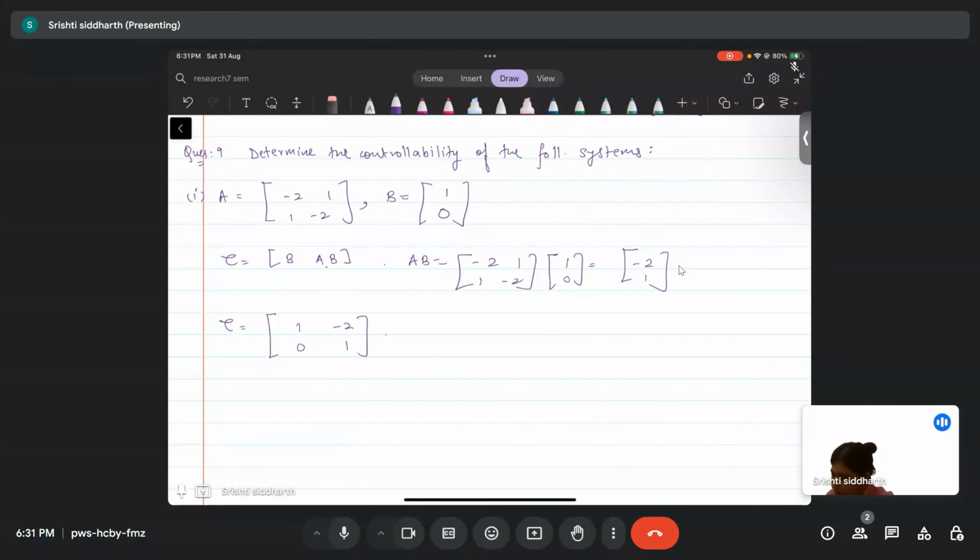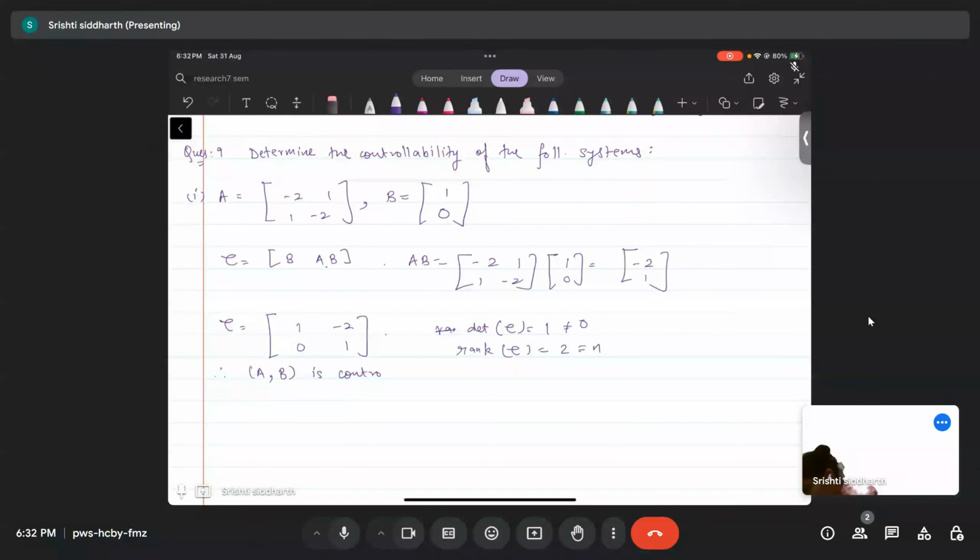So to check the rank of this square matrix, what we can do is check the determinant. So what is the determinant of the controllability matrix? It's 1. So it's full rank. Rank of C is 2, which is equal to n. Therefore, the pair A, B is controllable. Alright.